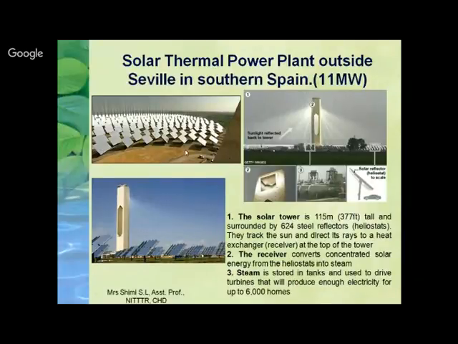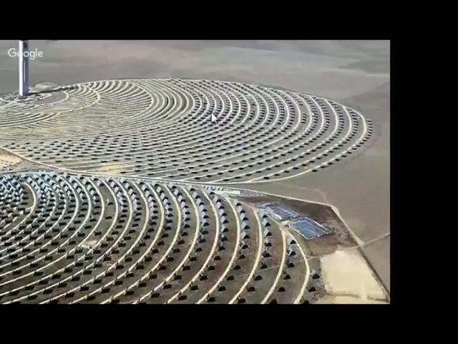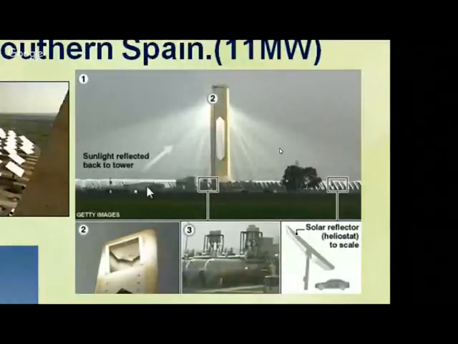Here you can see the solar thermal power plant. It has a solar tower here, and a number of heliostats are placed down. So you can see this clearly now. These are the heliostats. When sunlight falls on them, they reflect it, and here they focus on the furnace.